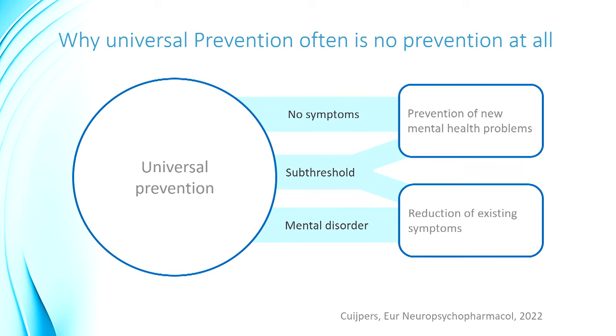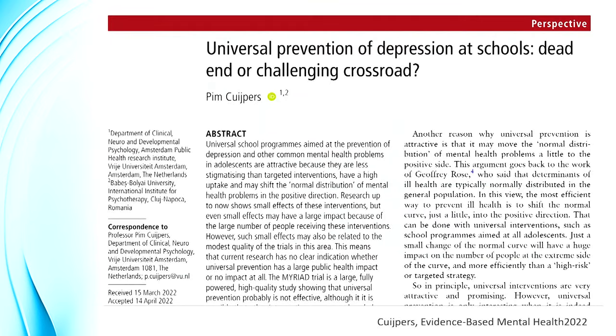And again, then you need these very large sample sizes. But I'm always surprised when I see prevention trials not looking at the people who already have symptoms at the beginning. So I think half of the trials don't report this. And there was one big trial in the UK last year, and I wrote an editorial about that in Evidence-Based Mental Health.